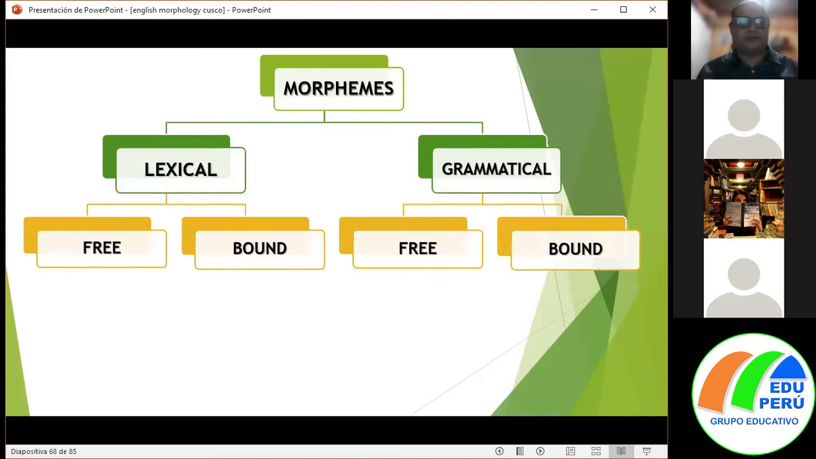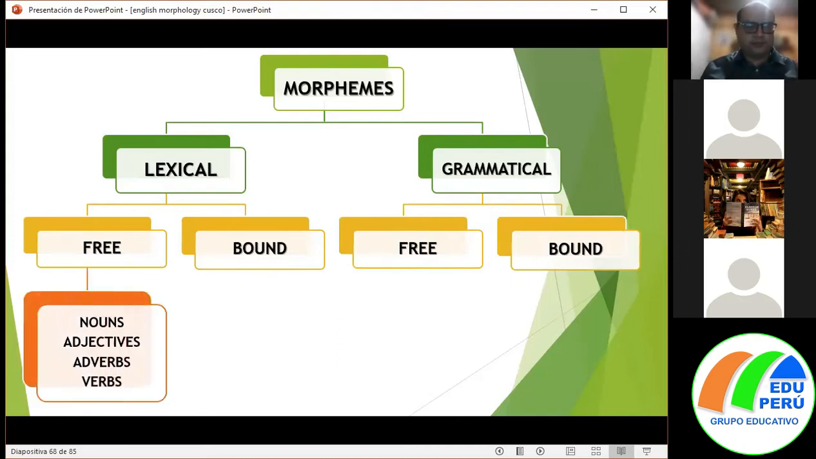Notice the examples. Free lexical morphemes: we have the nouns, adjectives, adverbs, and verbs. Remember, content words. Remember this name, content words. Nouns, adjectives, adverbs, and verbs. These are free lexical morphemes.